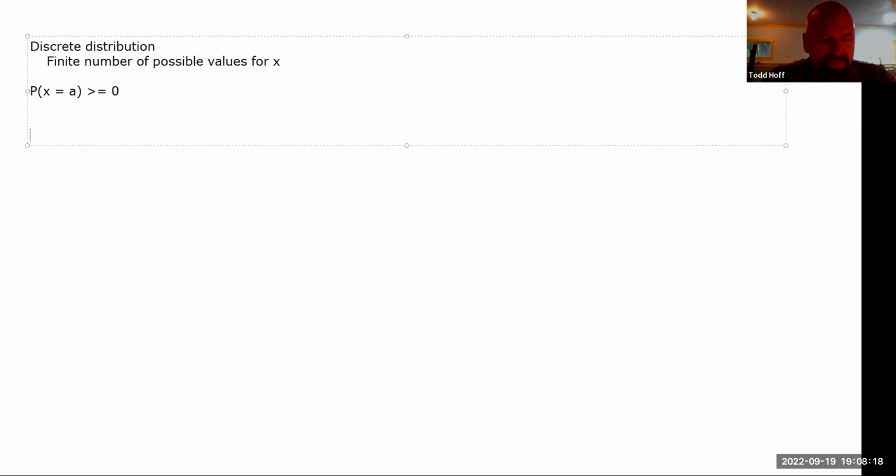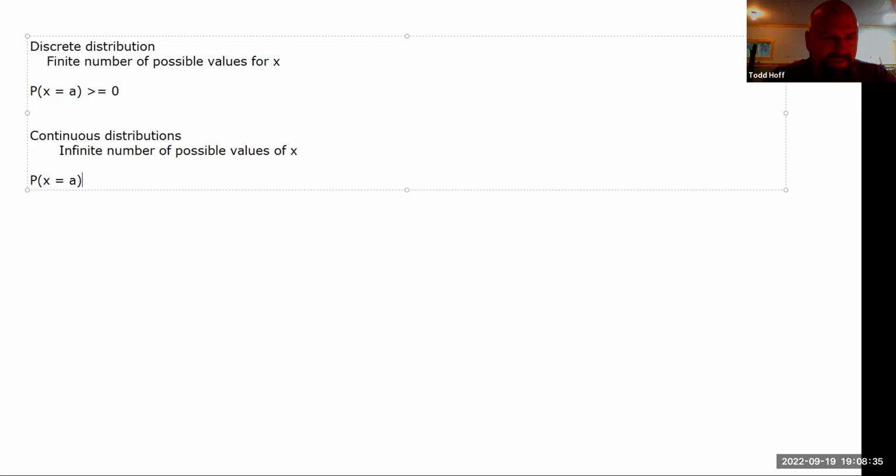Well, when we are looking at continuous distributions, because there's an infinite number of possible values of x, the probability that x equals a specific value has to be 0. Because if it's greater than 0, because there's an infinite number of those values, it would add up to something infinitely large. No matter how small a value is, if there's an infinite number of them, it's infinitely large. So each of those individual values has to have a probability of 0.